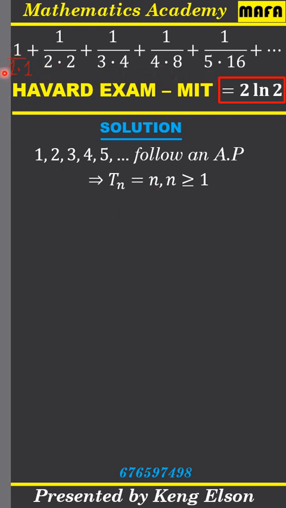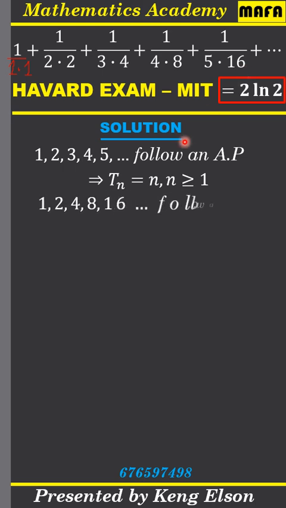When n is 1, we have 1. When n is 2, we have 2. When n is 3, we have 3. When n is 4, we have 4. When n is 5, we have 5. But we can also have the next term: when n is 6, we have 6. Now, what about the numbers 1, 2, 4, 8, 16?